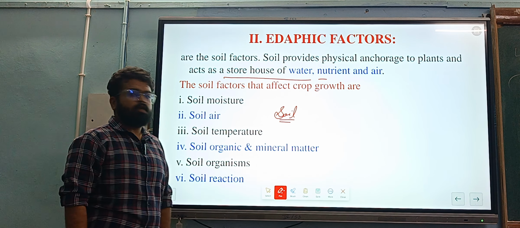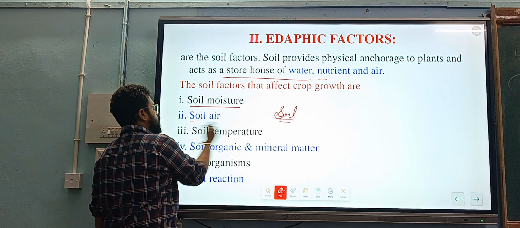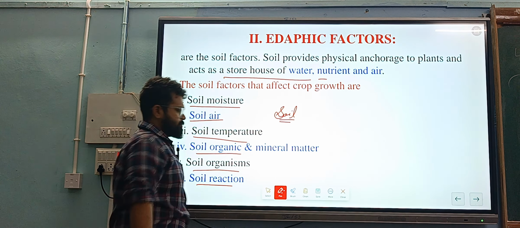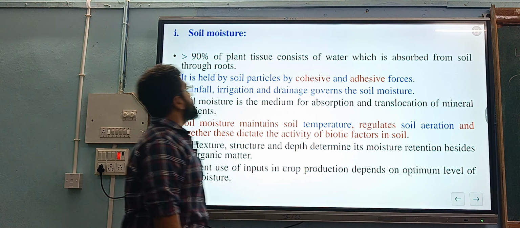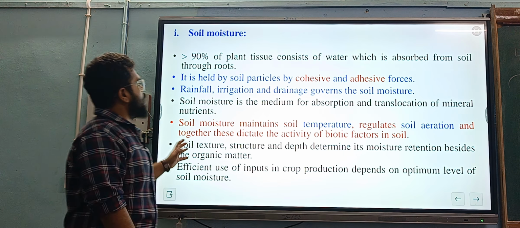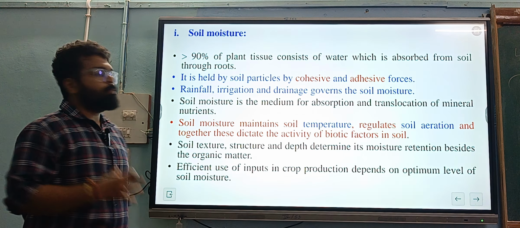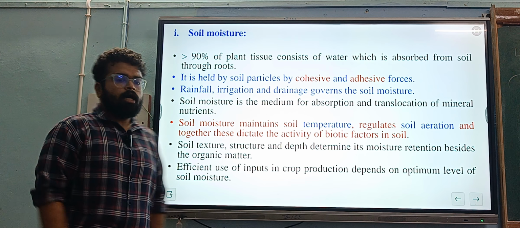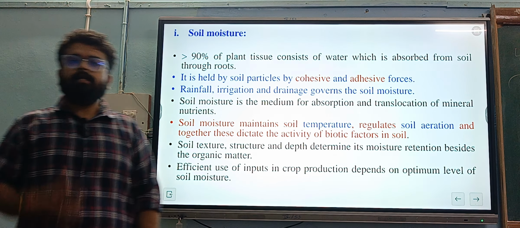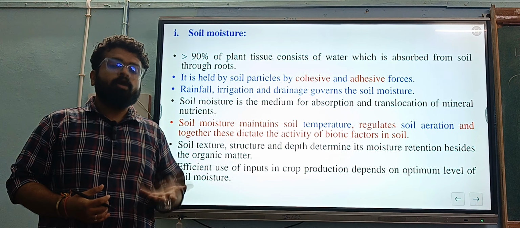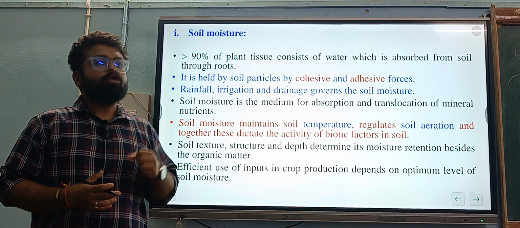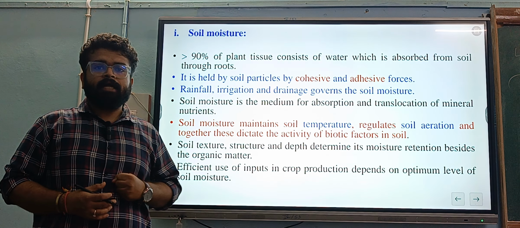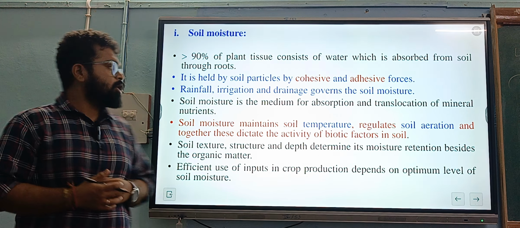So the soil factors that influence plant growth are soil moisture, soil air, soil temperature, soil organic matter, soil organisms and soil reaction. We'll start with soil moisture individually. As I indicated, more than 90% of the plant tissue consists of water, which is absorbed from the soil through the root. Water is held in the soil by two forces, that is cohesive force and adhesive force, and this moisture contained in the soil determines the water and nutrient availability to the plant, and in turn the growth and development of the plant.